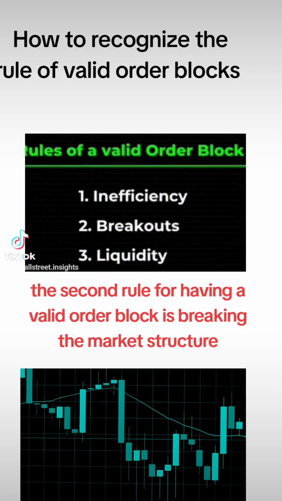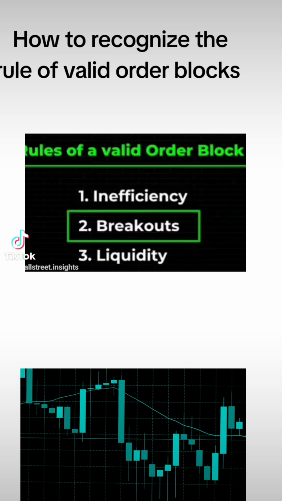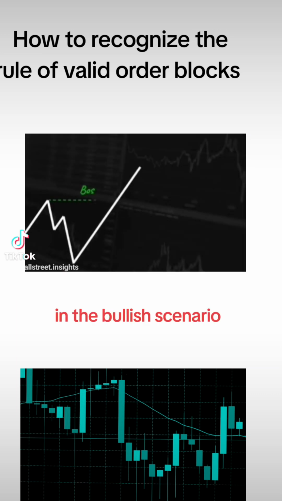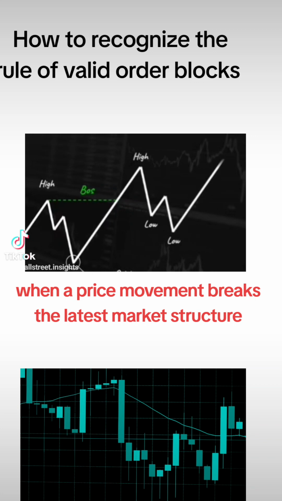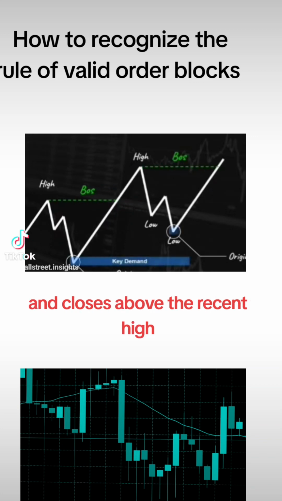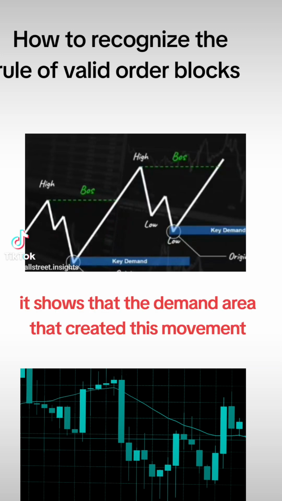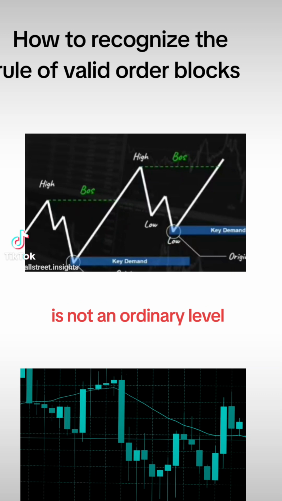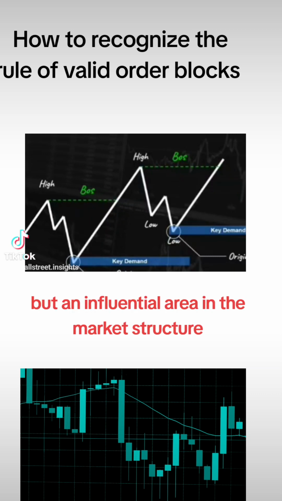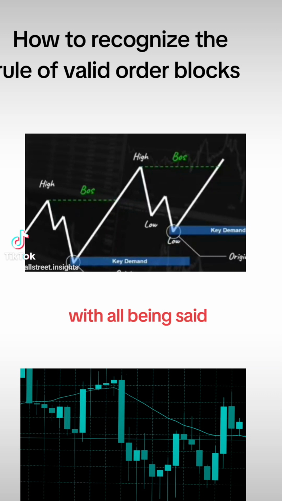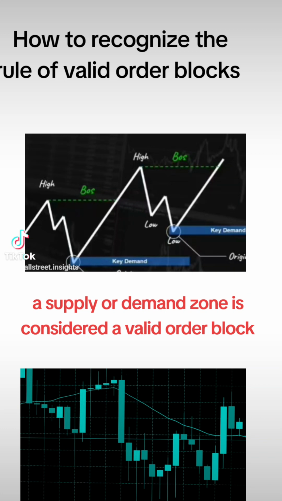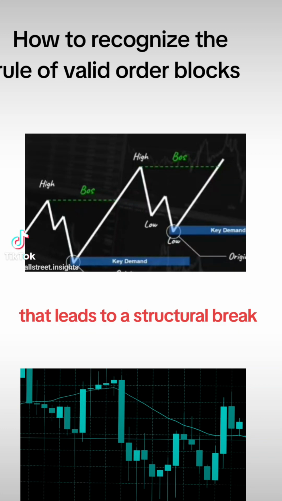The second rule for having a valid order block is breaking the market structure. In the bullish scenario, when a price movement breaks the latest market structure and closes above the recent high, the origin of the price movement becomes highly important. It shows that the demand area that created this movement is not an ordinary level, but an influential area in the market structure. With all being said, a supply or demand zone is considered a valid order block that leads to a structural break.